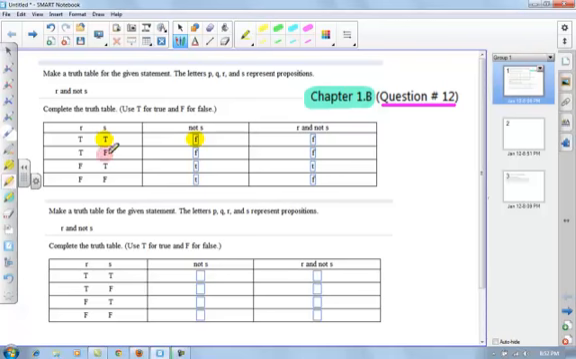If S is false, what should the negate of false be? Because this says not S. So if S is false, not S should be true. So I'll put the correct table down here.